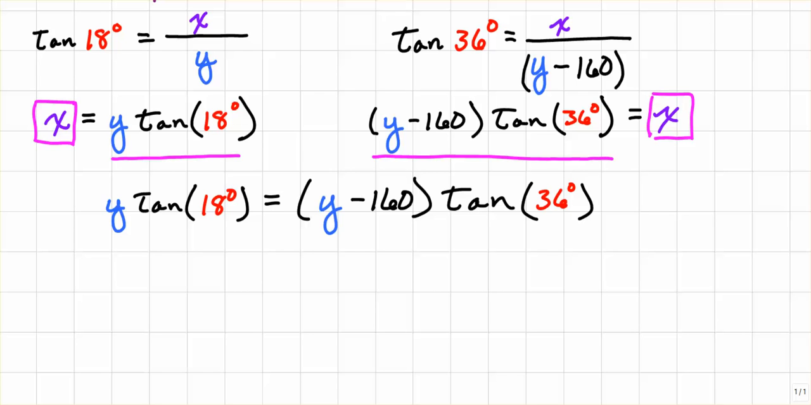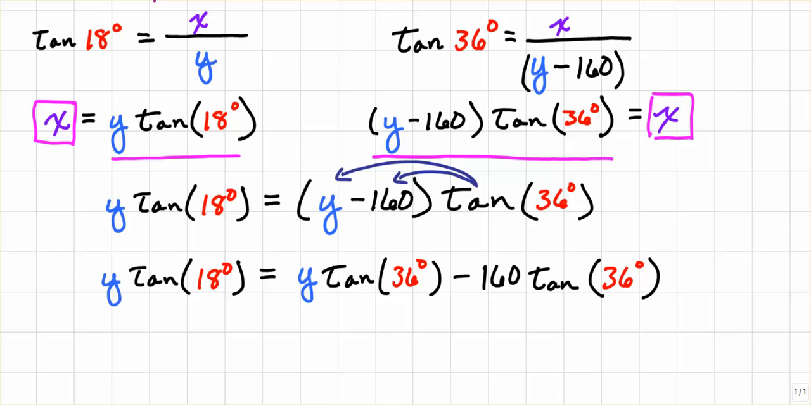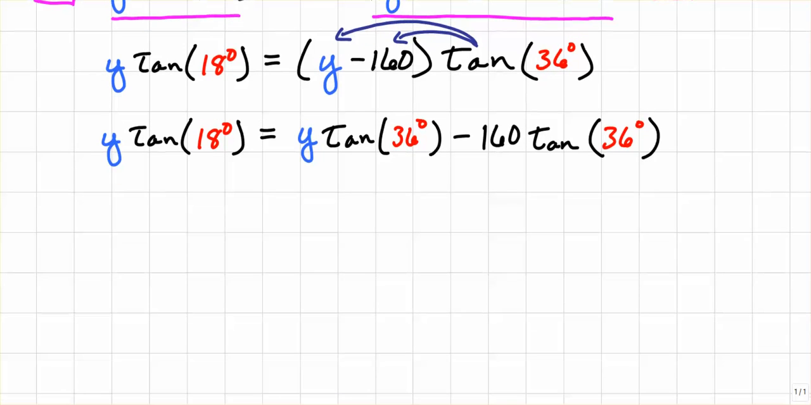So I will need to use the distributive property and multiply this tangent by y and this tangent by negative 160. And when I do that, my equation now looks like this. Y times the tangent of 18 degrees is equal to y times the tangent of 36 degrees minus 160 times the tangent of 36 degrees. Now the next thing that we'll need to do is move like terms to the same side of the equation.